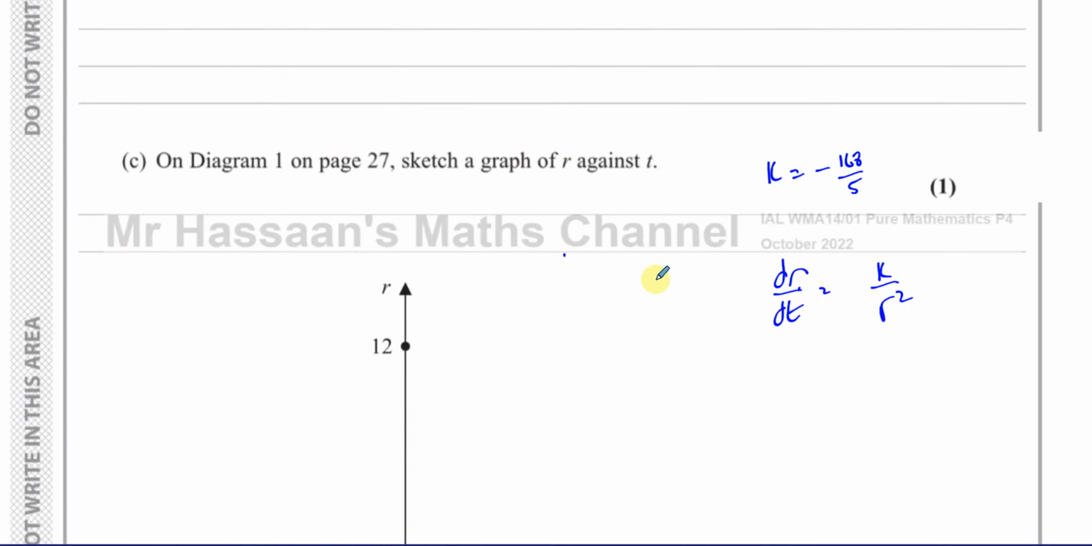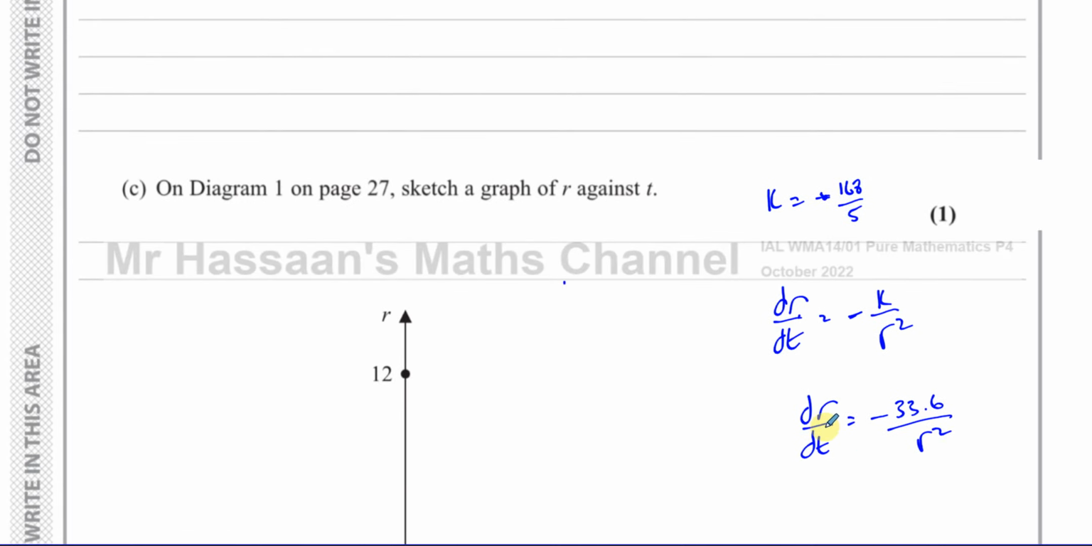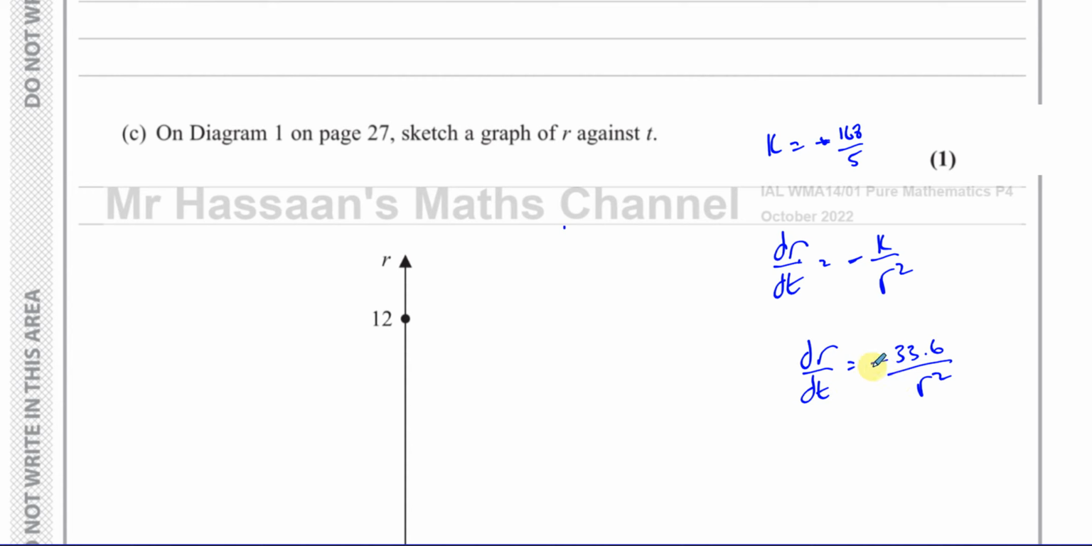All right, so you ended up with this being basically minus 33.6. So you ended up with dr dt, if you think of it as minus 33.6 over r squared. Okay, that's dr dt. That was not our equation. That was, you could say, the rate of change of r with respect to t. K was 33.6, so we end up with minus 33.6 over r squared.